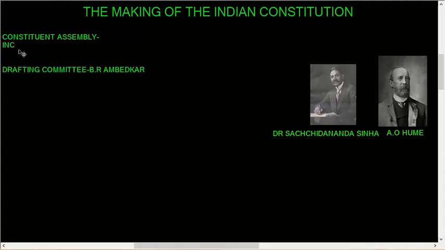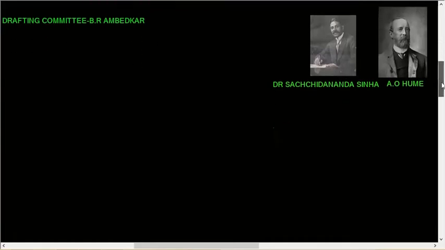And there we have it. The Constituent Assembly, which was headed initially by Dr. Sachidananda Sinha, consisted of Congress members. The Congress was founded by A.O. Hume. That was much earlier, of course, but whatever. And the drafting committee was headed by B.R. Ambedkar. Now, let's move down a little bit.